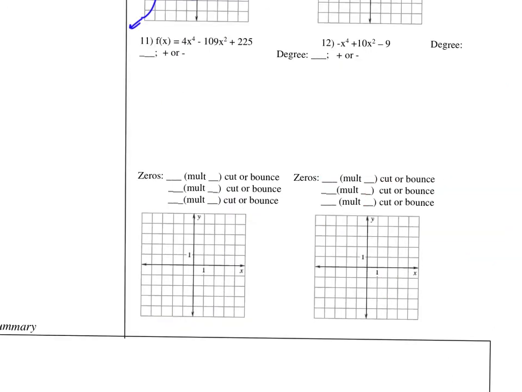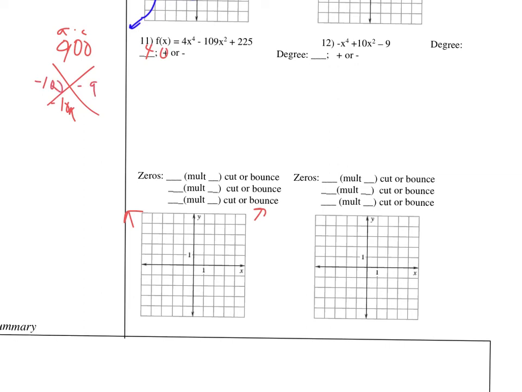All right, next up, numbers 11 and 12. So right away I can see that this is degree 4 positive, so we know we're up and up. And we need to factor this one, so I do need to do a times c up top. Actually, 4 times 225, do I know what that is? Oh, it's 900. Okay, so that's a times c, and then b would be negative 109. And so this is actually not as hard as it looks. It's negative 100 and negative 9.